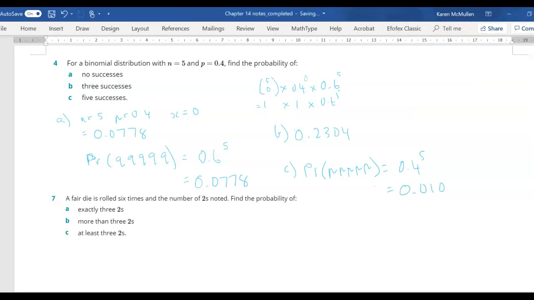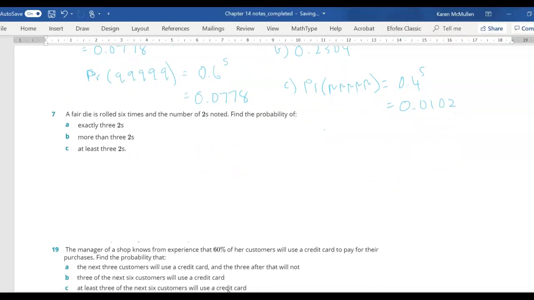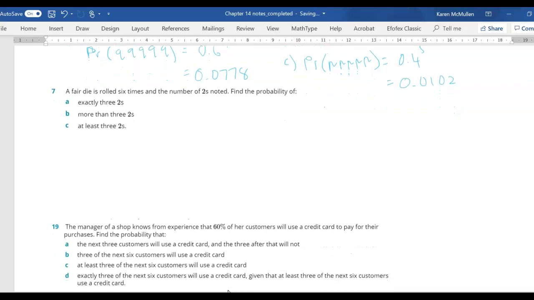Or was it 2.4? So just 2. All right. Question 7.